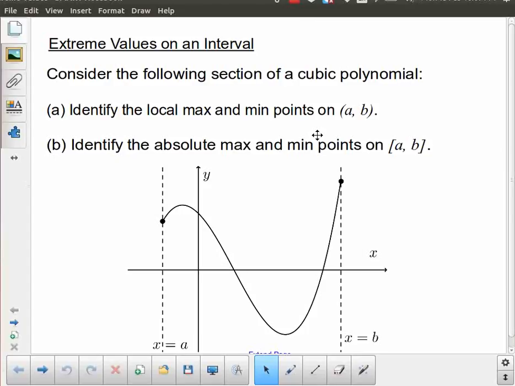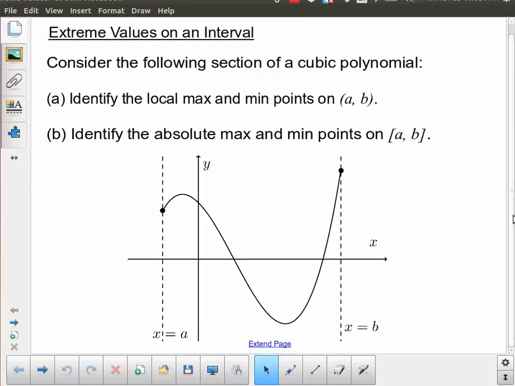For this lesson, we're going to be making use of our work on derivatives to identify what are known as extreme values, and we're going to be specifying those extreme values on a given interval. So let's take a look at the subsection of a graph I've shown you here. And I say subsection because it's actually constrained between A and B. So I'm only showing you part of the cubic, in this case, cubic polynomial.